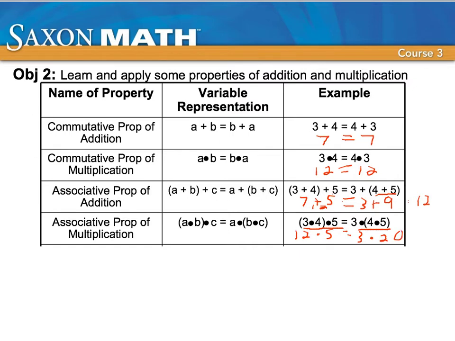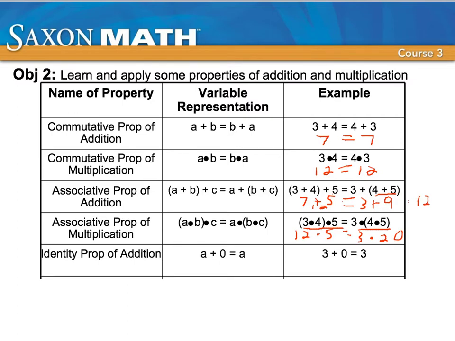Okay? Well, now let's stop and see if this actually works. 12 times 5, okay, is 60. 3 times 20 is 60. Those two things are equal to each other, so the property works. Again, that's the associative property. It says that I can change how I group my numbers together to make them easier to multiply. Okay, now let's go to the next property.